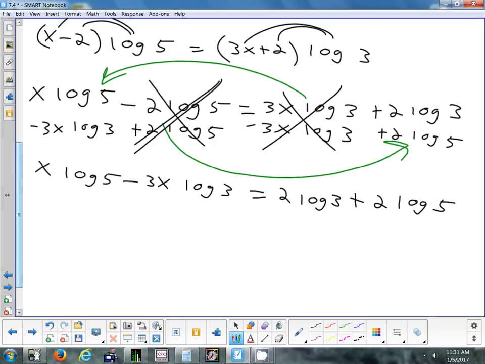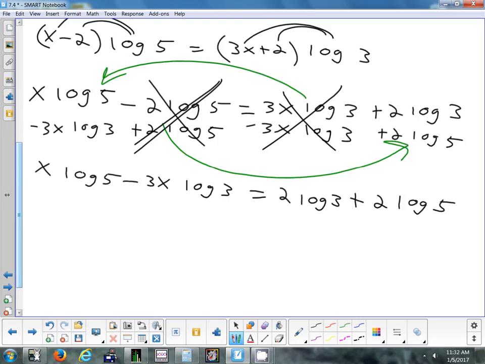Now, some people might look at this and say, oh, I have logs with the same base. I could take these numbers and put them back as exponents and combine them, and you could, but it's not going to help you to do that. Our goal is to get x by itself. I don't really care if you simplify this and make it look nice, because when we're done, I'm just going to look for a decimal for the answer. So combining all this together doesn't really help you at all. So I'm just going to leave it.